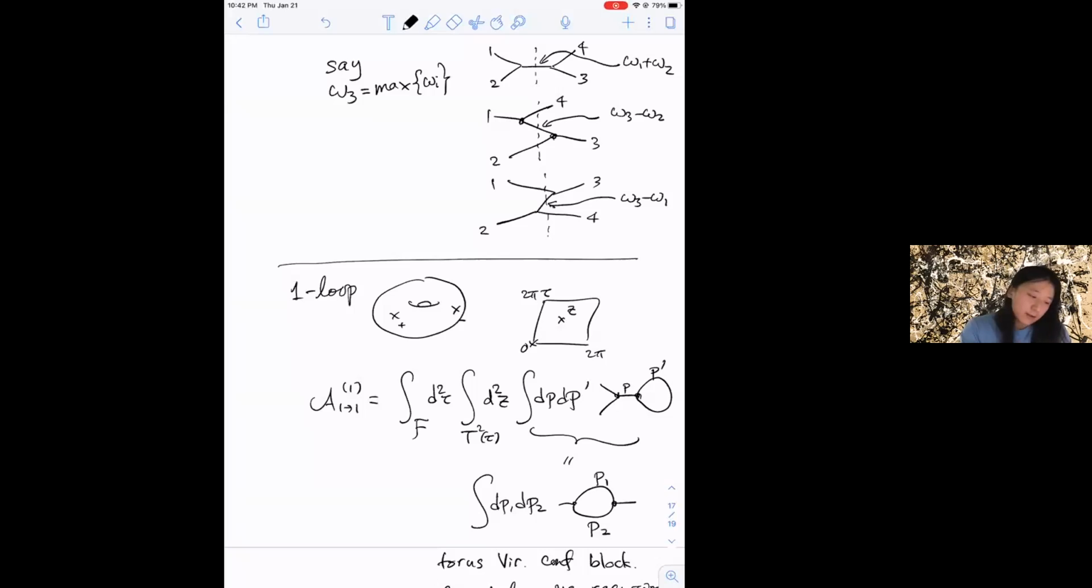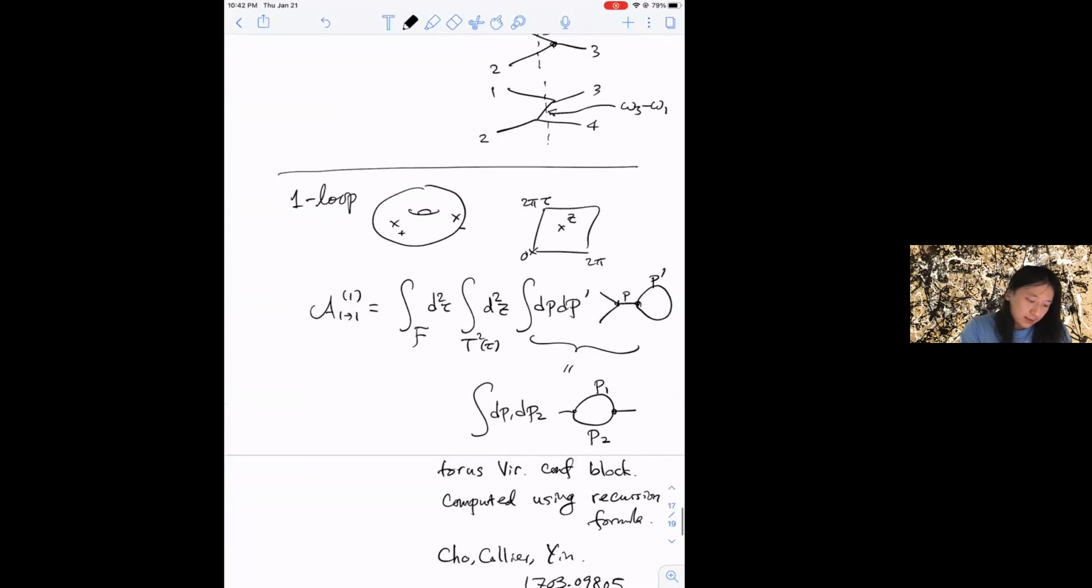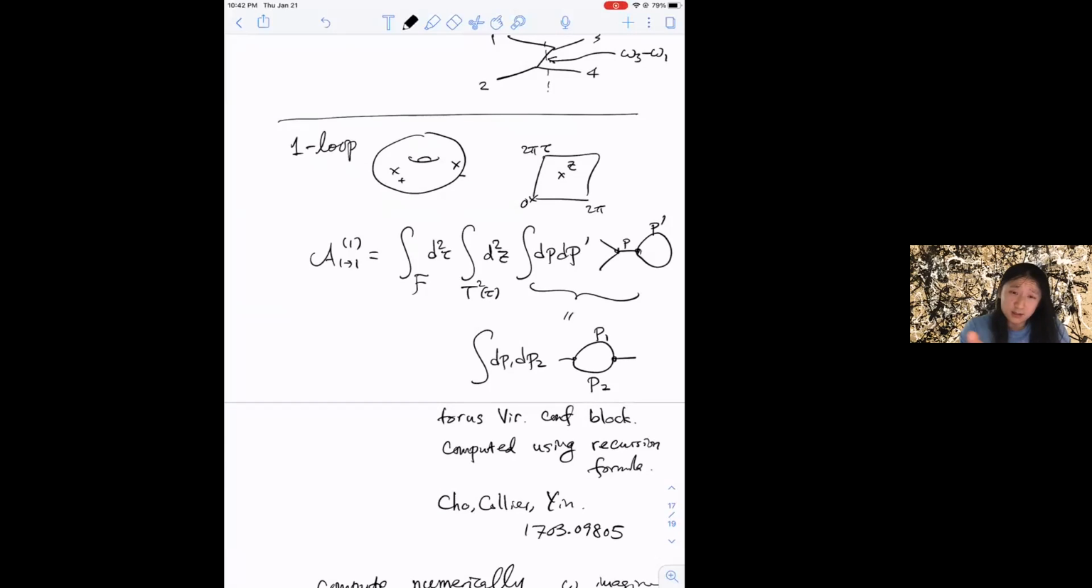But I should say that for this one-loop computation, for example, we do need these recently obtained recursion formulas for the conformal blocks on the torus, which by the way were also generalized to all genus. So that was a new input. Without this recursion formula for the torus conformal block, it would not have been possible to even numerically calculate this one-loop one-to-one amplitude.